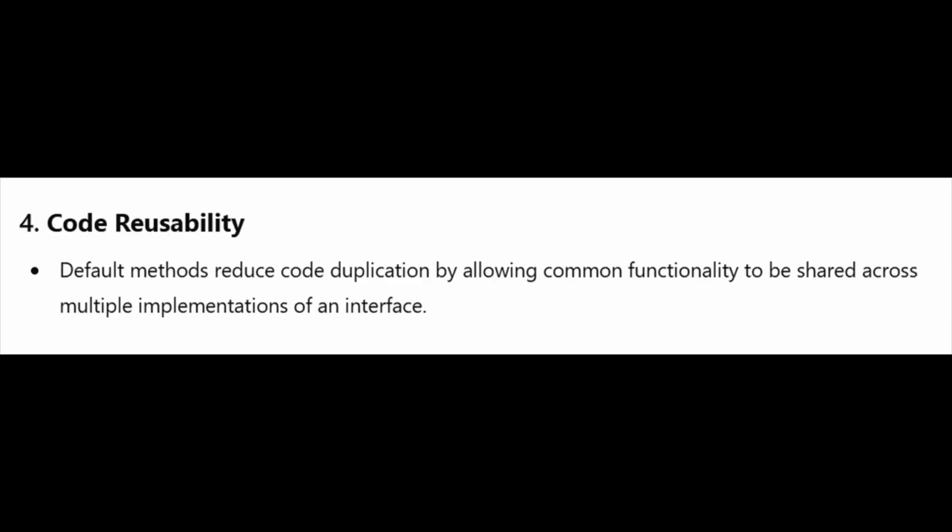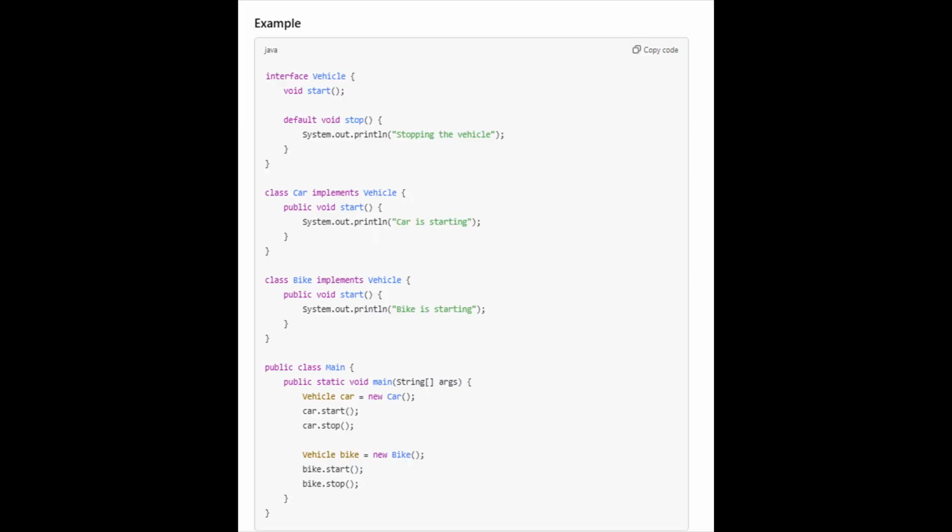4. Code reusability. Default methods reduce code duplication by allowing common functionality to be shared across multiple implementations of an interface. This code demonstrates the use of default methods in Java interfaces, showcasing how they can provide common functionality for all classes that implement the interface, while allowing specific methods to be overridden when necessary. The start method is an abstract method that must be implemented by any class that implements the Vehicle interface. The stop method is a default method that provides a standard implementation for stopping a vehicle. This allows all implementing classes to inherit the stop method without overriding it unless they want custom behavior.